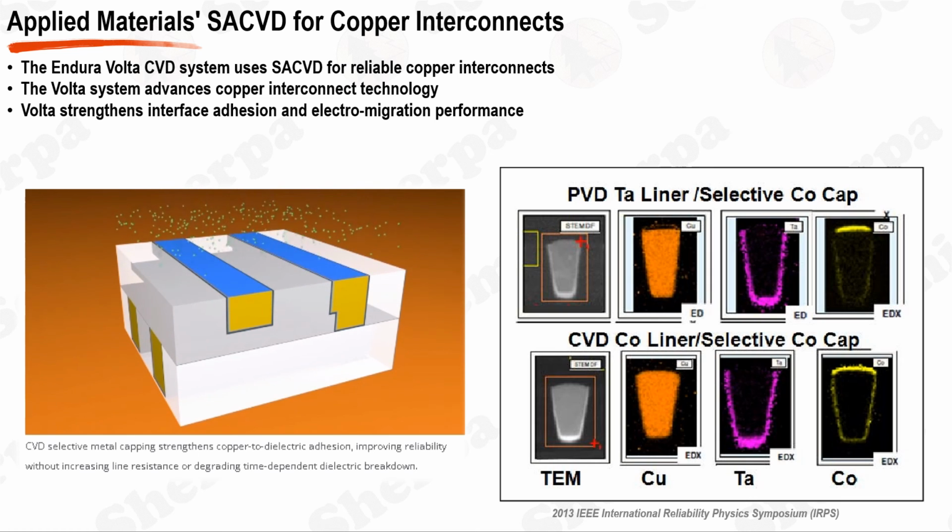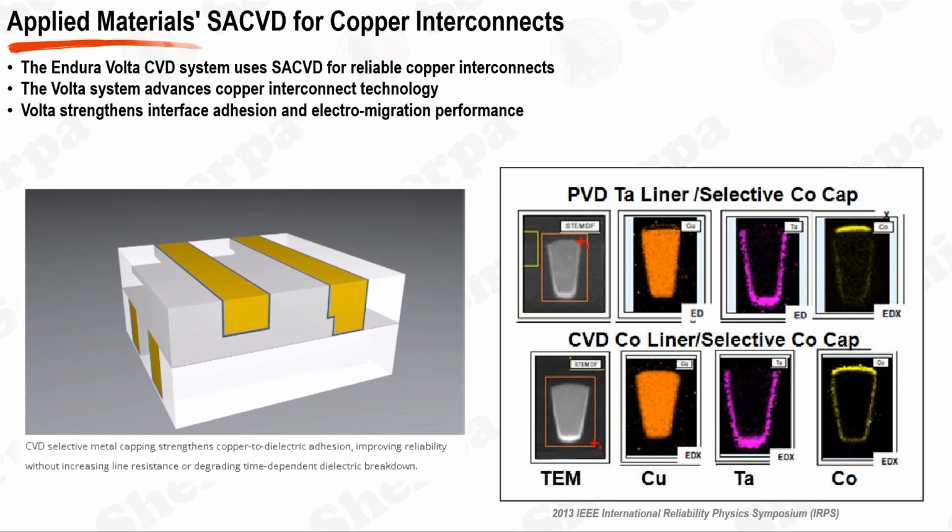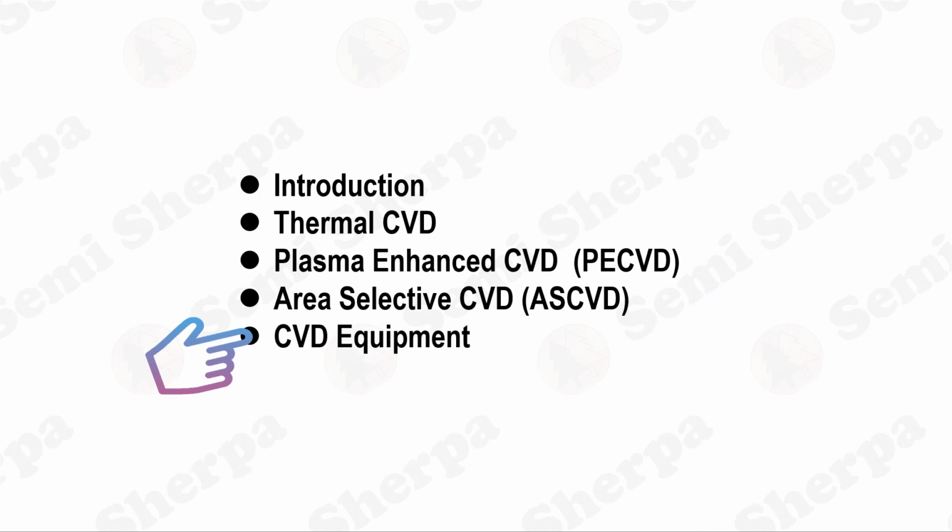In conclusion, the simultaneous use of Volta CVD cobalt as both liner and selective metal cap enables complete encapsulation of copper lines, ensuring the most robust interconnect reliability for the 2x nanometer node and beyond.